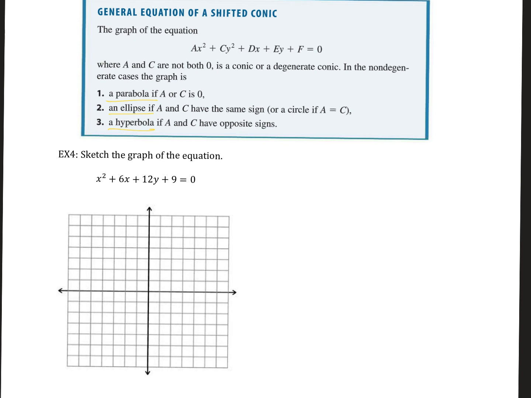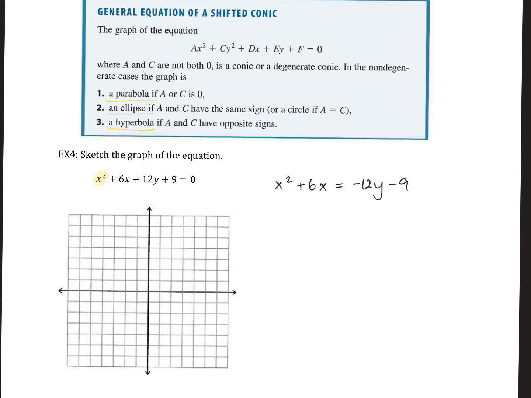Well, let's see. I always look for the squared values. And notice, how many do we have? We only have 1. So what do you think this is going to be? This is going to be a parabola. Okay, so since we know it's going to be a parabola, and the x is squared, I'm going to go ahead and try and get this into the proper form, which means I want the x's on one side and the y's on the other. Okay, and then I need to complete the square.